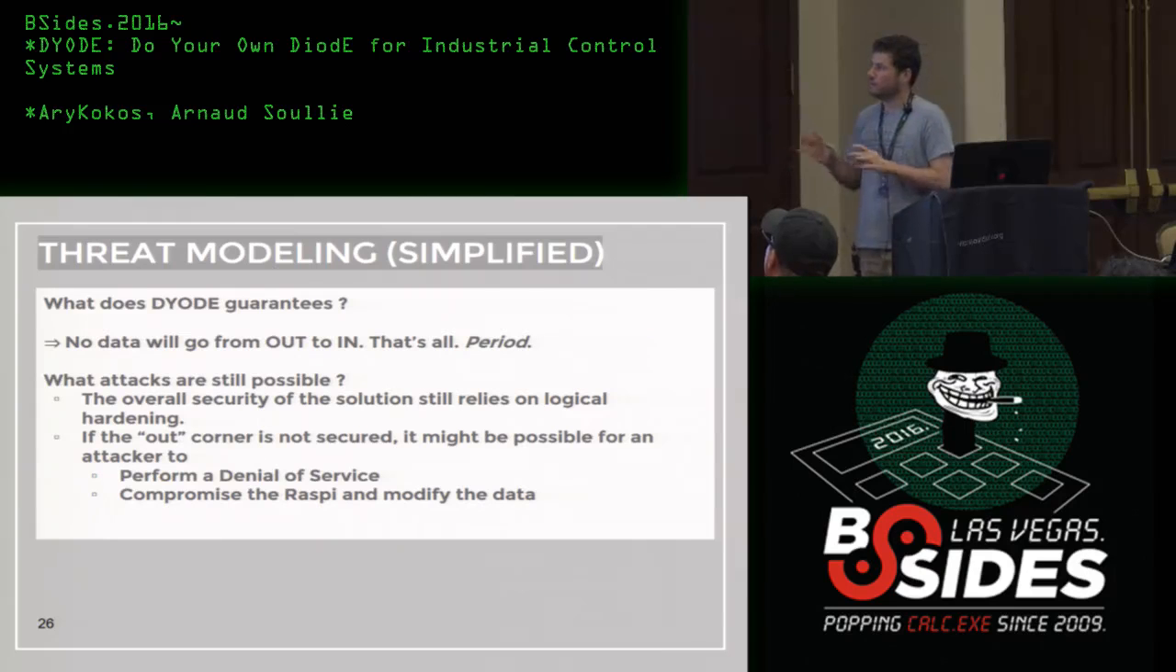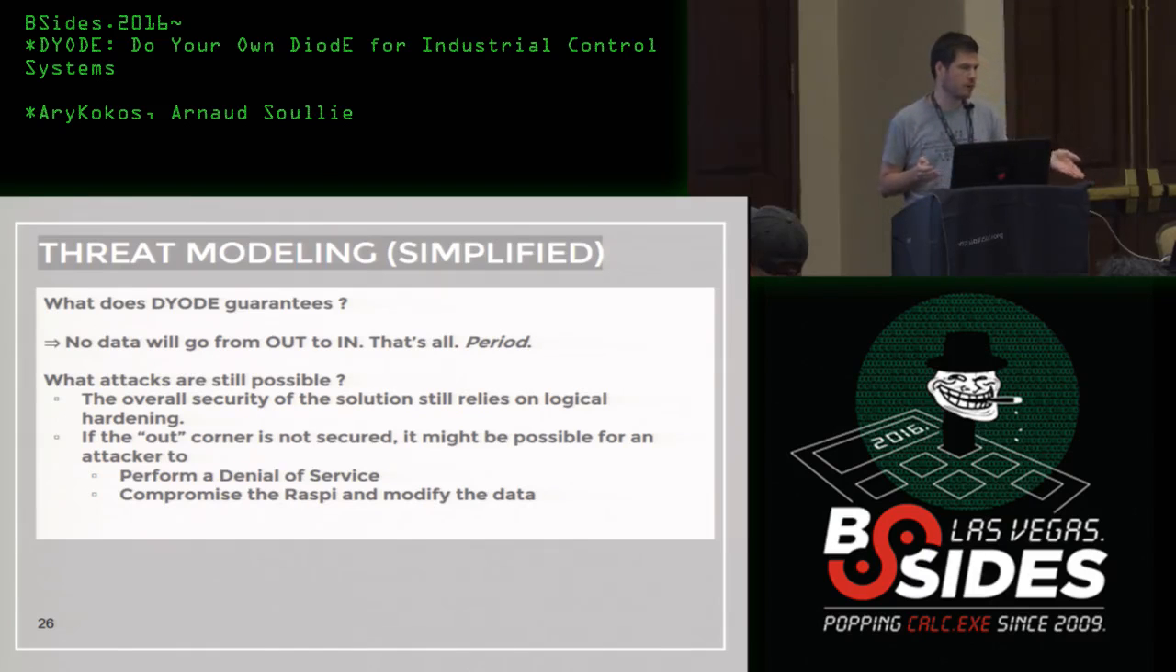Next, still on the same topic, what exactly does the diode guarantee? Only one thing: data is flowing one way. That means that if you want a secure solution, you still need to perform all the kinds of logical security and hardening that you perform on your devices. If the output Raspberry Pi is not secure enough, if you have default credentials or SSH exposed, you may be hacked. That means someone could perform a denial of service, or could also, let's say, modify the Modbus values on the fly. So it's not enough to have one-way communication. You still need to perform standard security.